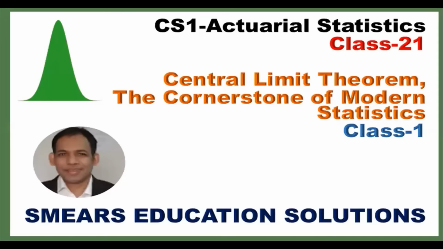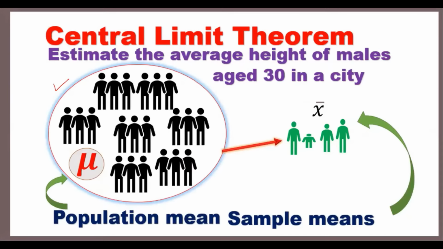Let's get started. We have a city and we need to estimate the average height. We have picked only the guys who are age 30. Suppose we have 1 crore people. Now, if we want to know the average height of these people, we have to go to each and every one. We need to take their heights. We need to measure their heights. Then we have to find the mean. It's a very difficult task.